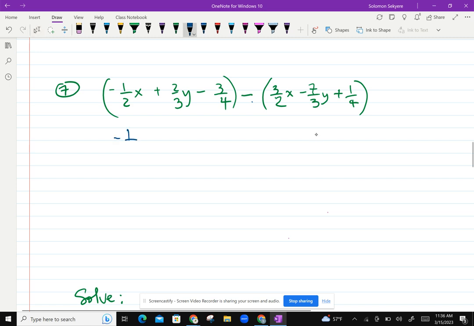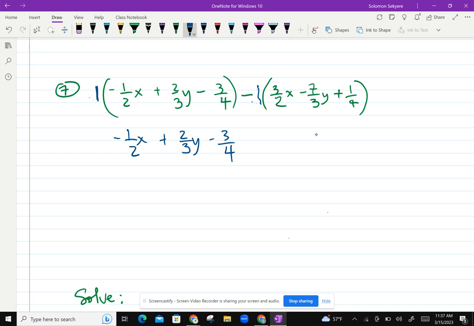So I have negative 1 half x. I'm going to remove the parentheses. There's a 1 here. You don't write it. So always, if there's no number there, put your 1 there. So it's positive 1 that you're distributing through it. So it becomes negative half x plus 2/3 y, and then 1 times negative this, right? Here, some students made a mistake.